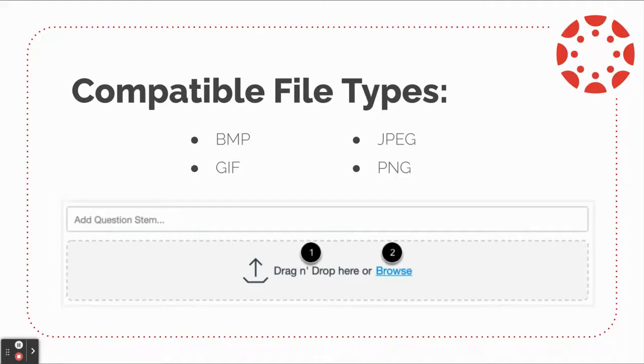Once you've selected the question type hotspot, you're going to upload or just drag and drop the image into the question stem area. And you can see the types of image files that are going to be compatible with New Quizzes hotspot questions.